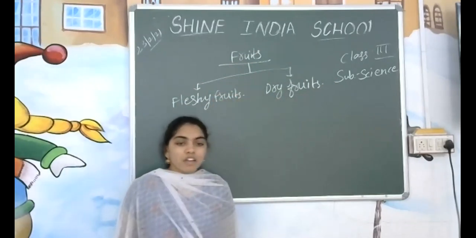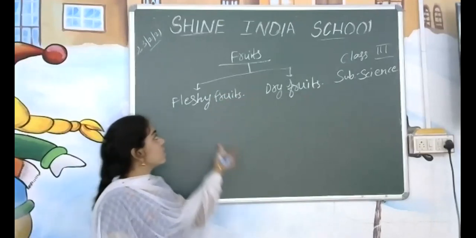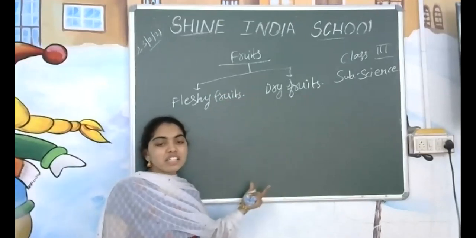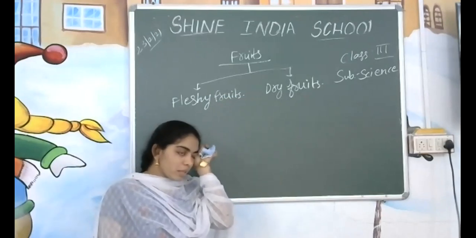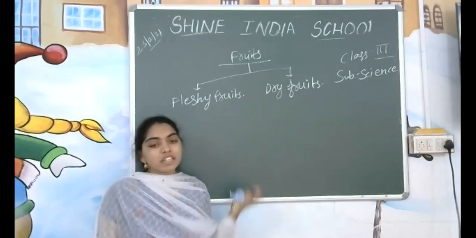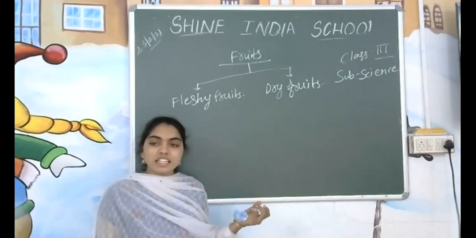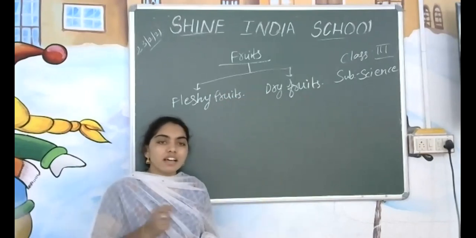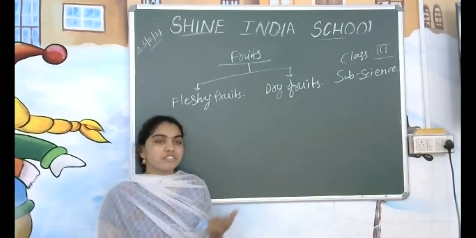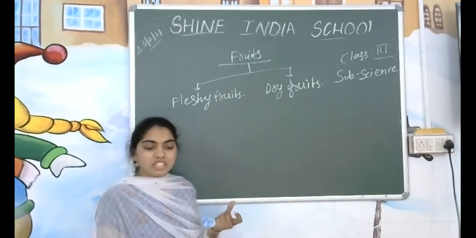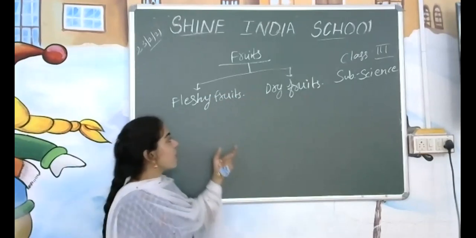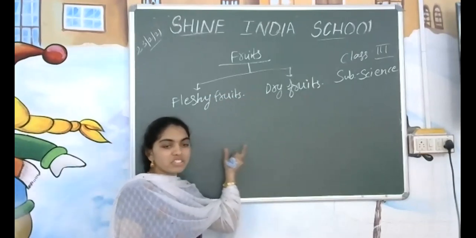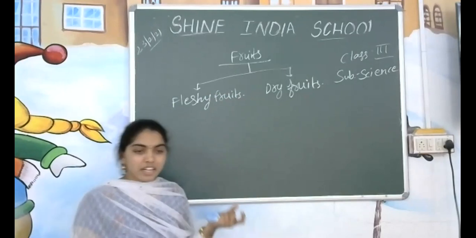Now you can understand the difference here between fleshy fruits and dry fruits. Fruits have seeds inside, and seeds are compulsory in fruits. The fruits are divided into fleshy fruits and dry fruits.